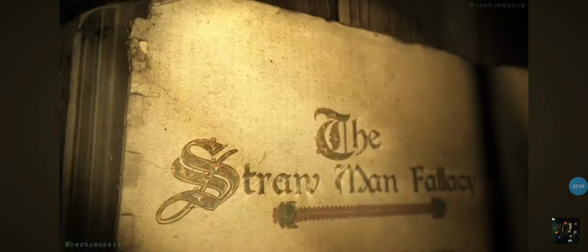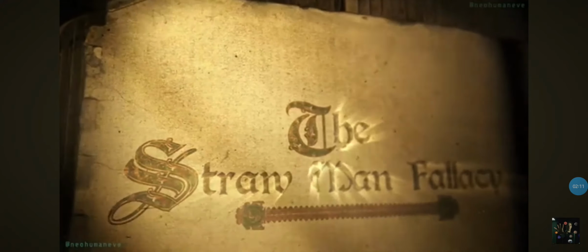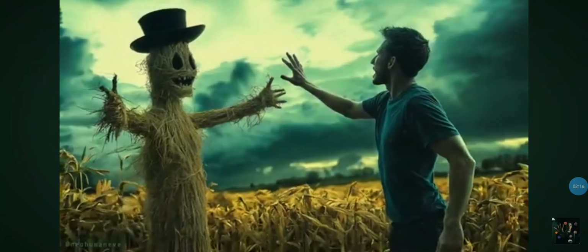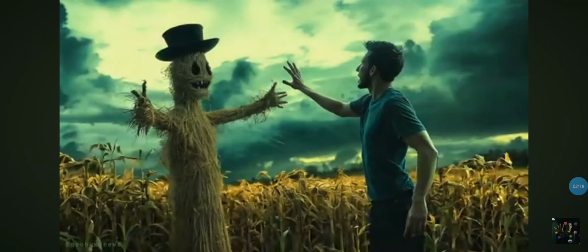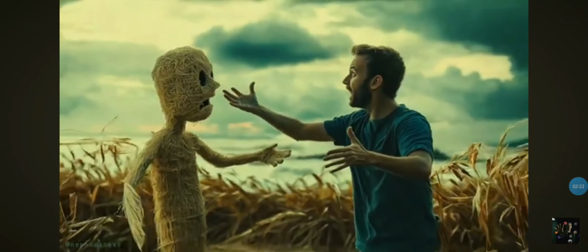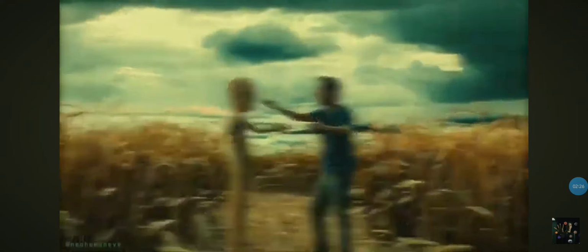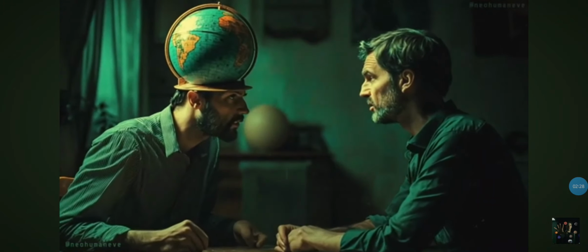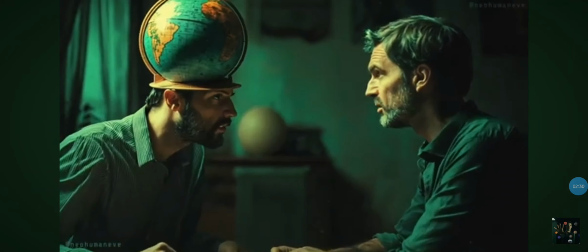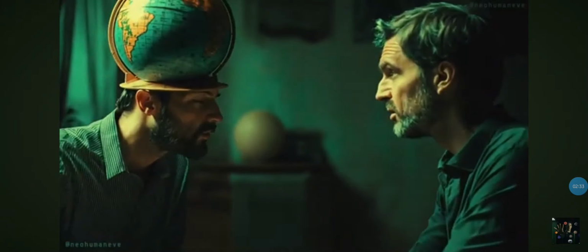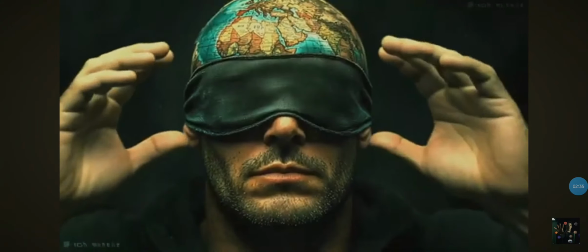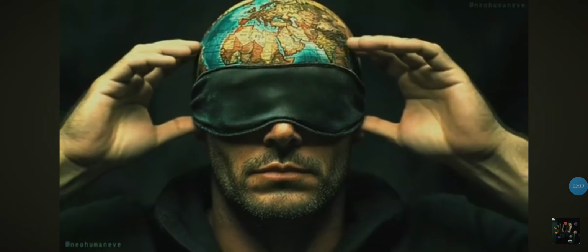Number 2, the straw man fallacy. This fallacy occurs when one distorts or oversimplifies another person's argument, making it easier to attack. Instead of engaging with the actual position, they attack a weaker version of it, known as a straw man. For example, in discussions about Earth's shape, globe earthers often create a straw man by claiming, "If the Earth were level, the sun would light up the entire surface and there would be no night."